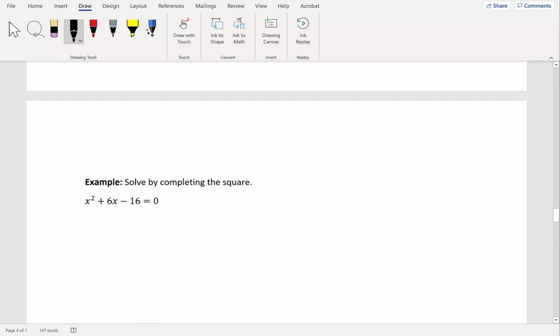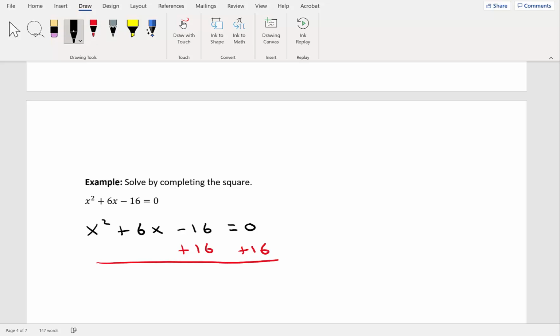Let's take a look at this example. Solve by completing the square. Okay, so first we have to take a look at the coefficient for x squared. Since the coefficient of x squared is 1, we don't have to divide by anything. Just leave it the way it is. Next, it says to isolate the variable terms. So let's move our constant to the other side. Let's add 16 to both sides. So I have x squared plus 6x is equal to 16.